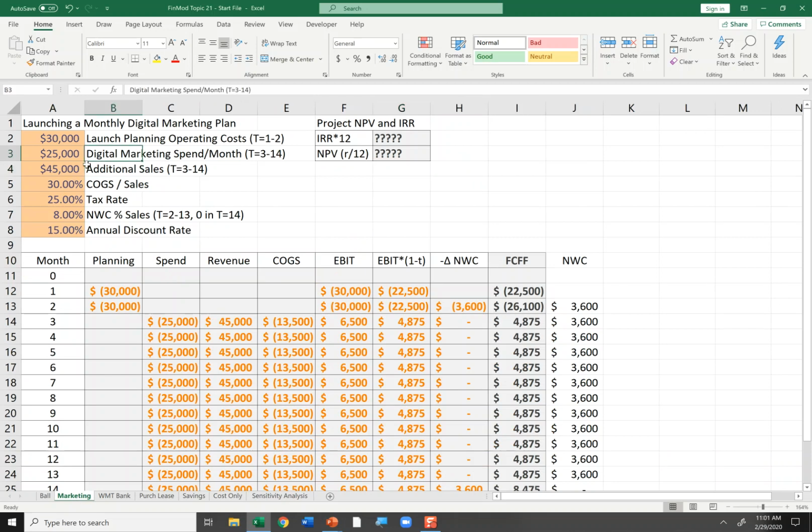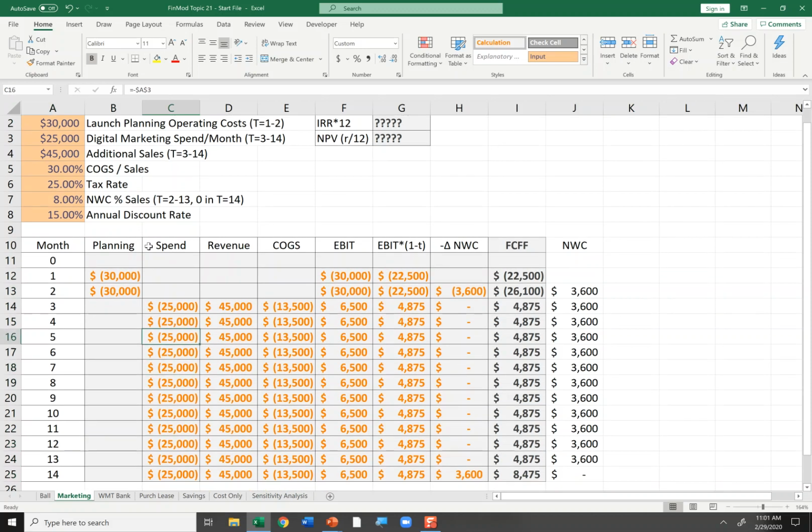So here are the assumptions. You're going to spend $30,000 a month for 2 months to build this digital marketing plan. Then my digital marketing spend per month is $25,000 a month for the next 12 months, which will take me out to month 14. And I've estimated that that $25,000 will generate $45,000 in revenue. However, the cost of that revenue is going to be $13,500 per year.